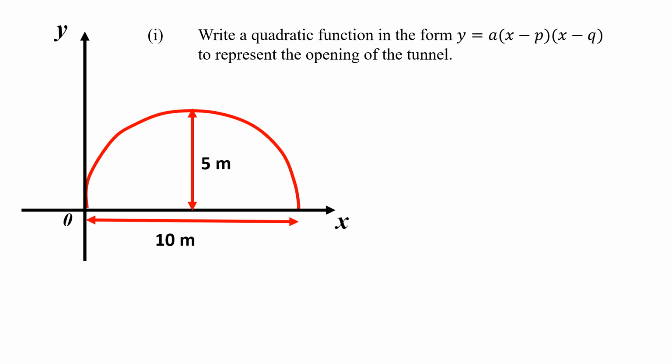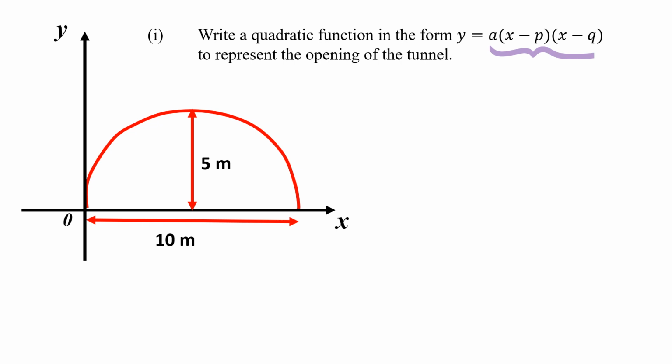Right, so in part 1, we are asked to write a quadratic function in this form, which is called the intercept form, to represent the opening of the tunnel. Okay, so the important part is this portion here.